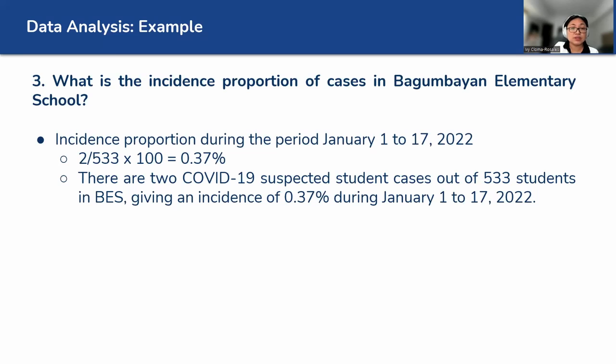So what is the incidence proportion of cases in Bagong Bayan Elementary School from January 1 to 17, 2022? That's 2 students out of 533. That's 0.37%. Then, so you can report it as there are 2 COVID-19 suspected student cases out of 533 students in BES, giving an incidence of 0.37% during January 1 to 17, 2022.